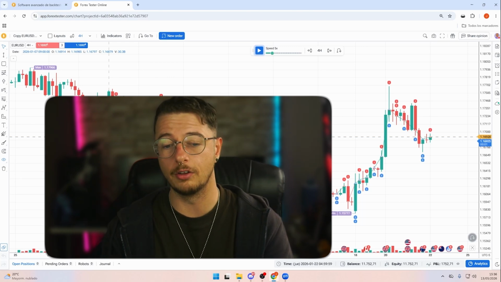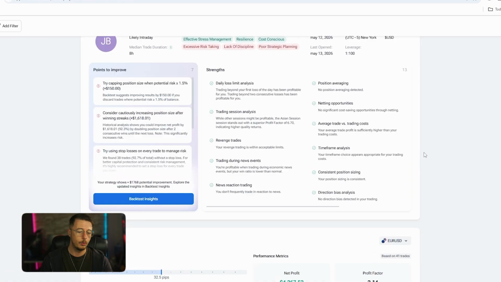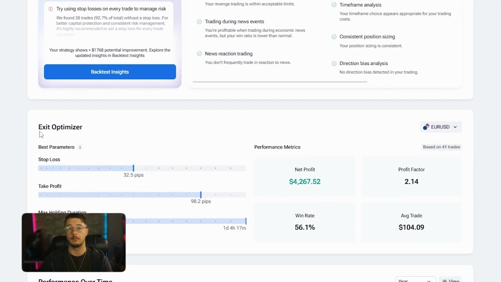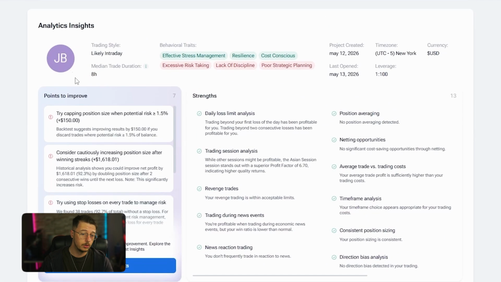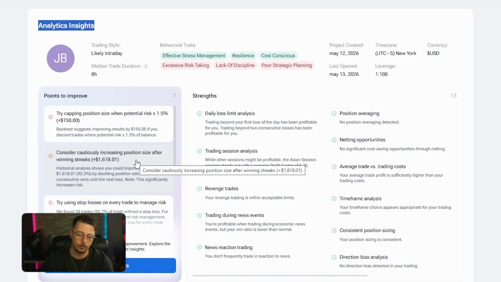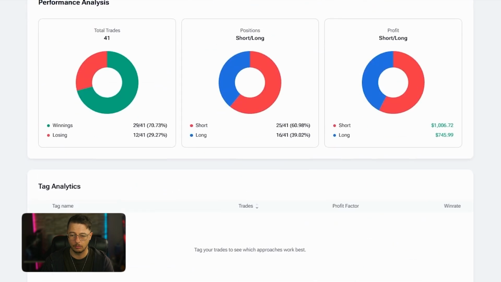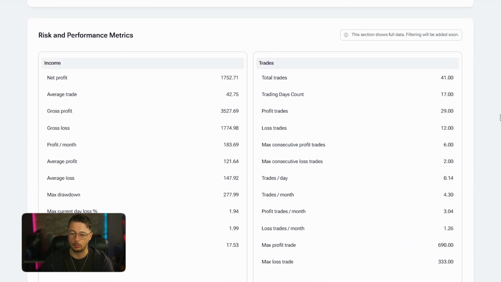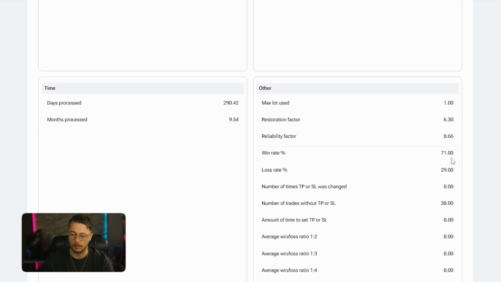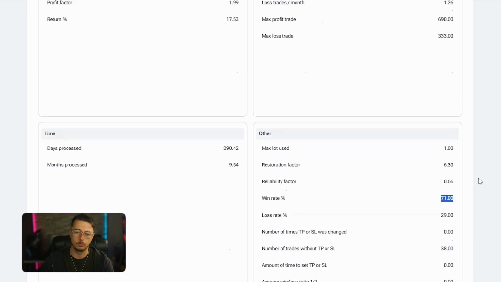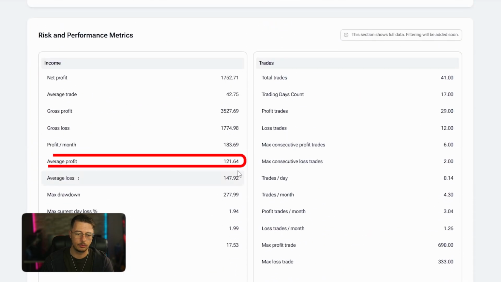So this, at the end of the day, is the value that this is bringing in, and only because of this feature it's worth having Forex Tester Online. We've also got analytics inside where we can make our strategy better. In this case, increasing the position size after winning streaks has improved it as well, because we have had a really nice win rate that we can see right below, a 71% win rate, and our risk reward is similar to the 1-to-1.